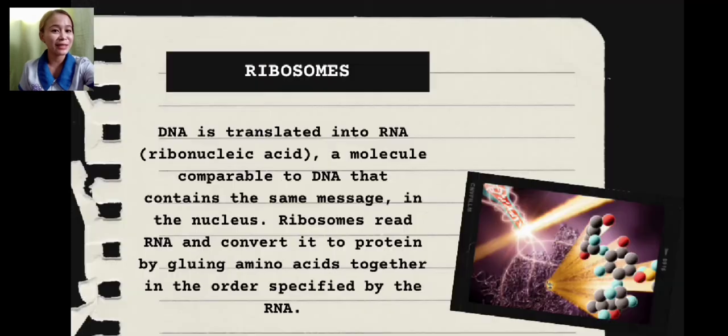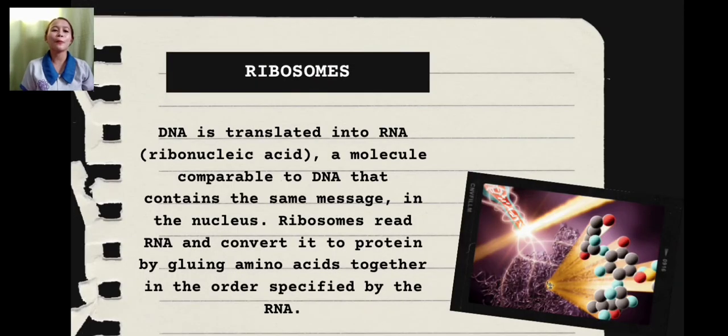Next one, and the last but not the least, is the ribosomes. DNA is translated into RNA, or ribonucleic acid, a molecule comparable to DNA that contains the same message in the nucleus. Did you know, you know what blueprints look like, class, right? The blueprints for all of the cell's proteins are likewise stored in DNA molecules in the nucleus. Ribosomes, which are the sites of protein creation in plants and animals, read and interpret this blueprint. So, the ribosome reads and interprets the blueprints in our cell stored in DNA molecules in the nucleus. That is already written in our PowerPoint.